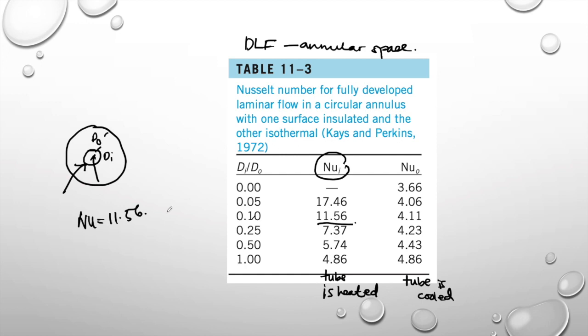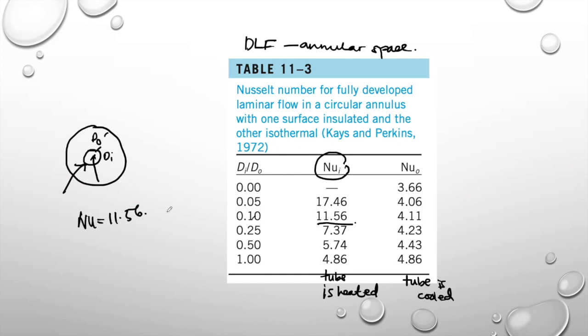If it happens that you calculate the Reynolds number and it is under fully turbulent flow, then you have to use the turbulent flow equation.